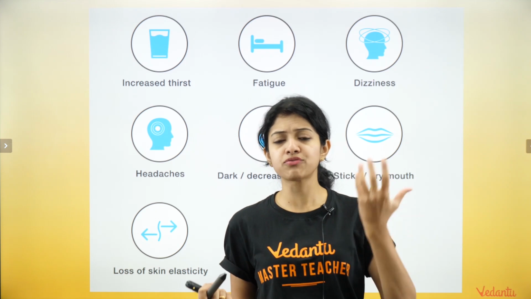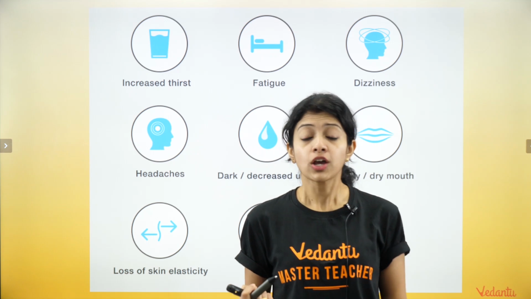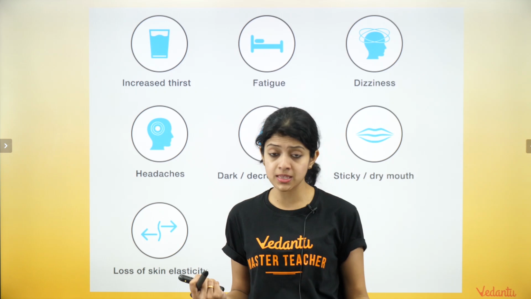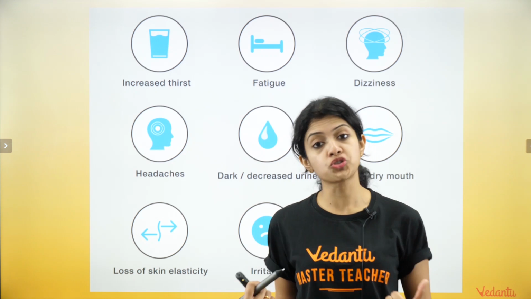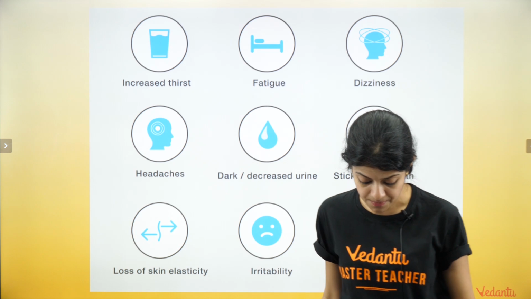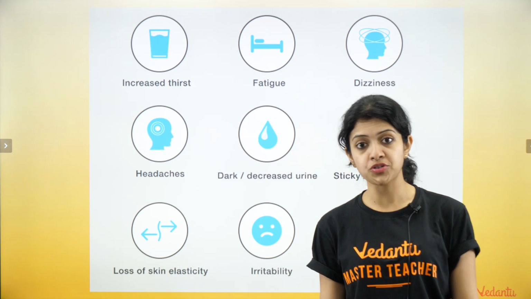Every cell, right? Even if it's your skin cells, your liver cells, your kidney cells, your blood cells, everything, digestion, everything happens better only if you drink enough water. If you have been experiencing any of these, it means that it could be a sign of dehydration.